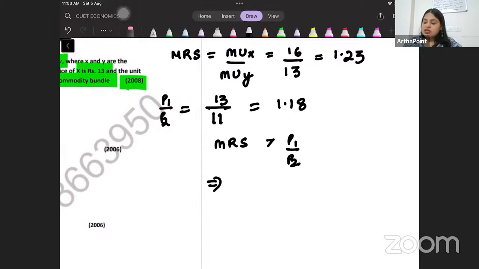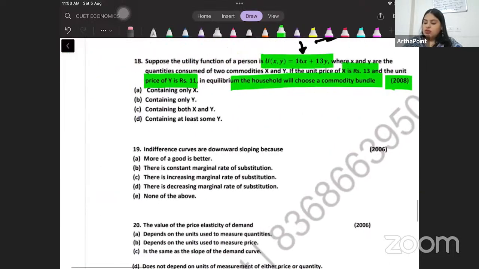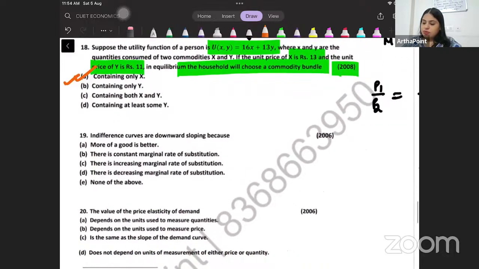What will you do in this case? Only good X. Only good X. So this household should consume only good X. ठीक है, ये बहुत बार हमने कर लिया है that when MRS is greater than price ratio, you consume only good X. Okay. Now let us go ahead and let us find out the next question.